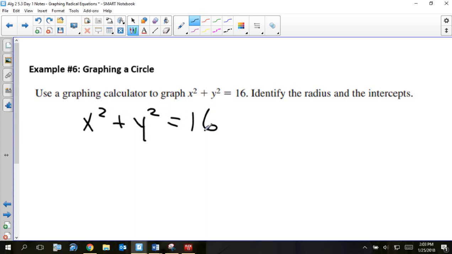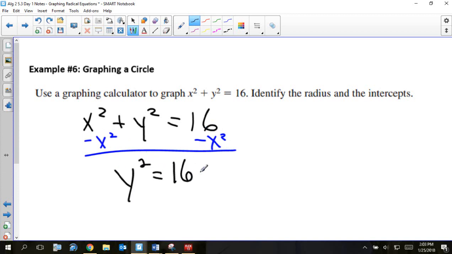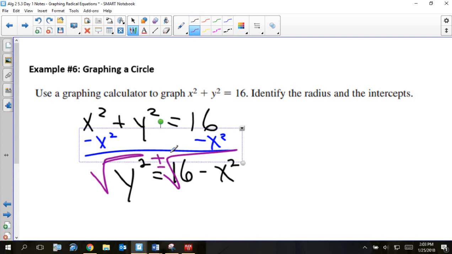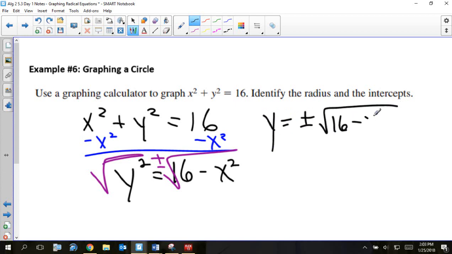All right, so we have to type this into our calculator. What does it need to say that's happening in our calculator? So we even make it say y equals. What should I do first? Subtract x squared. Then I get y squared equals 16 minus x squared. Then what do we do? Well, what if I do a square root? Plus minus. So now I have y equals plus minus square root 16 minus x squared.